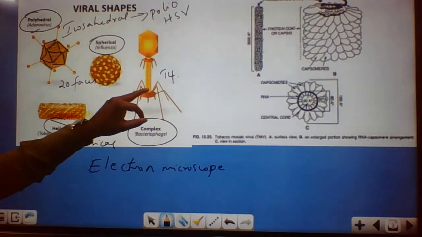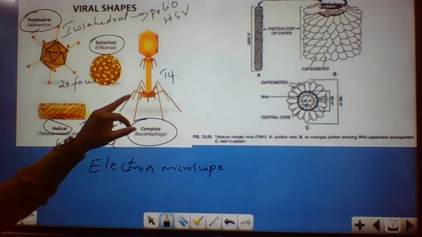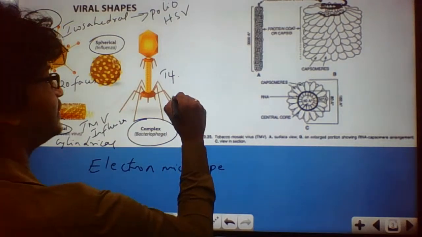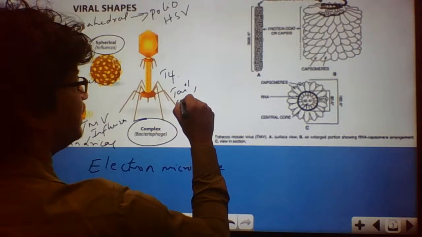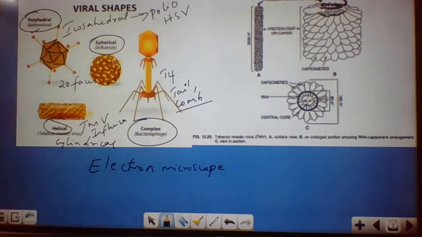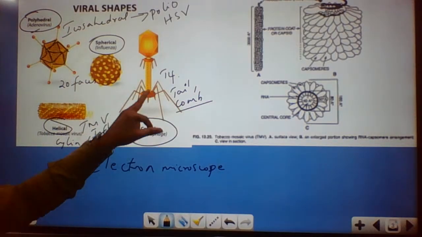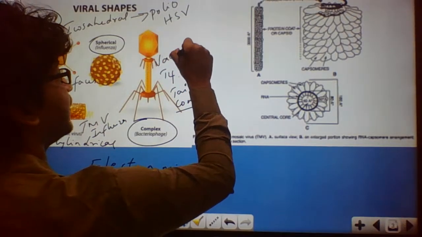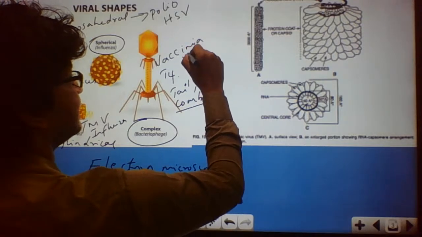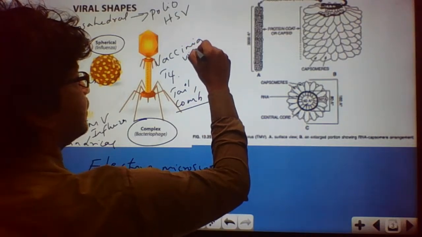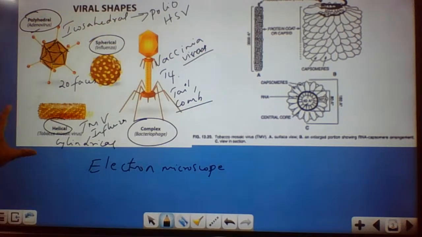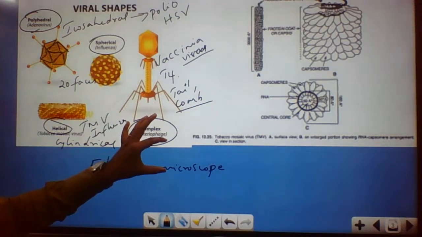Then come to this part. This type of complex shape is neither icosahedral nor helical, but has something called a tail or comb-like structure. Examples of this complex structure are T4 and vaccinia virus. This comes under the complex. So based on the symmetry, viruses are classified into polyhedral, helical, and complex shapes.